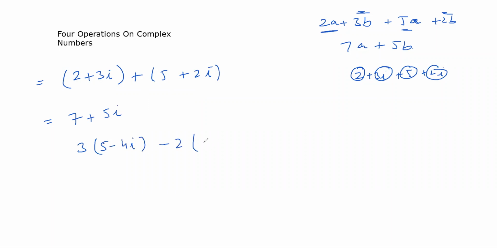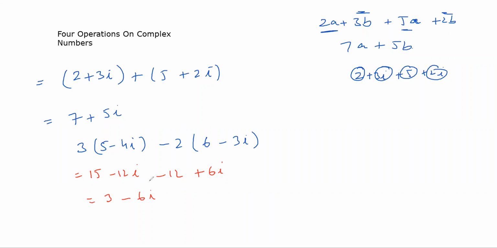Okay, similarly, let's say you have 3 into 5 minus 4 iota minus 2 into 6 minus 3 iota. So this is exactly the same as you have been doing in your algebra. So this is going to be 15 minus 12 iota minus 12 plus 6 iota. Okay, and this is going to be 3 minus 6 iota.